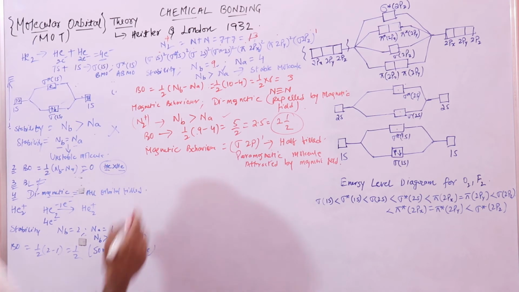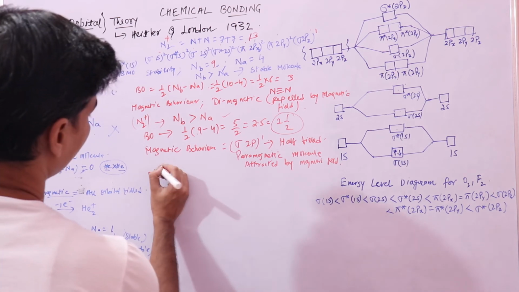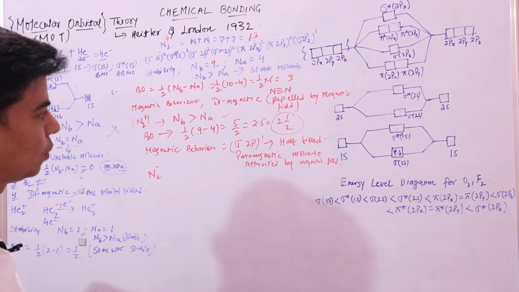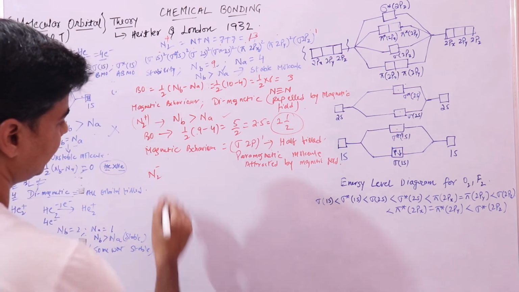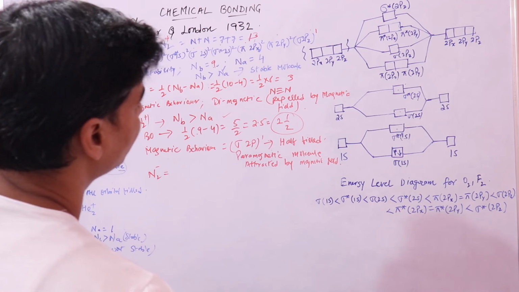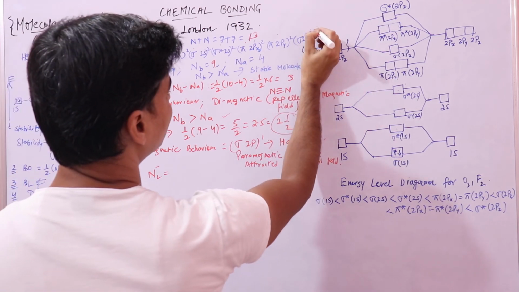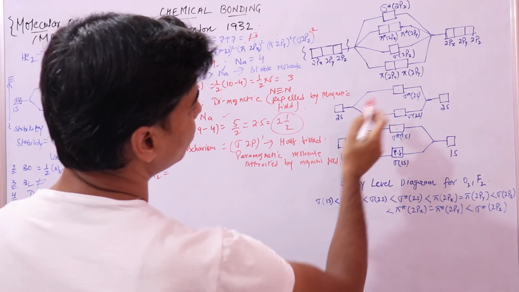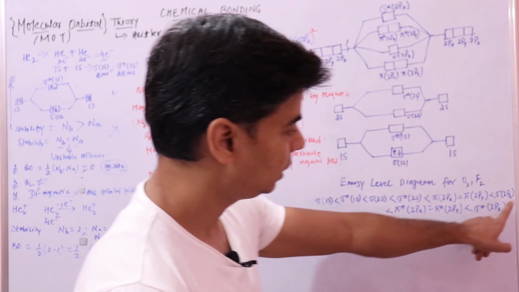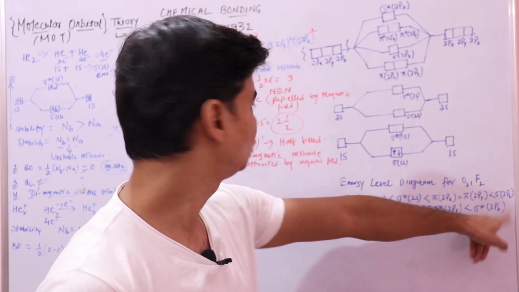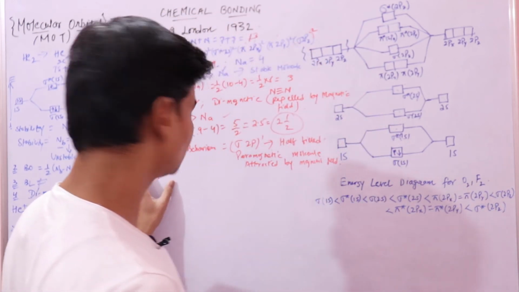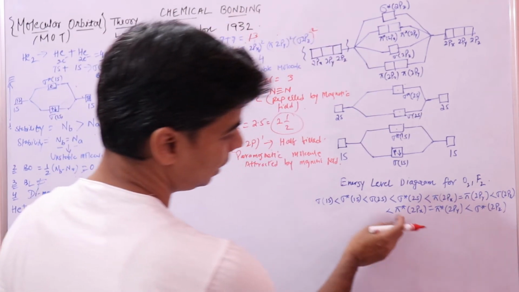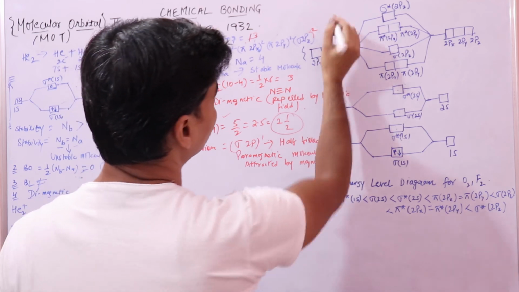Similarly, if I talk about N2 minus, that means it has one extra electron now. Earlier the electron was removed, now it has an extra electron. So what will be its electronic configuration? It will remain 2. Now if you look here, earlier the electronic configuration ended at sigma 2pz. Now you have added one extra electron which will go here in the pi molecular orbital, which is anti-bonding.